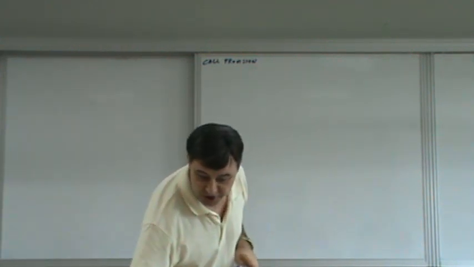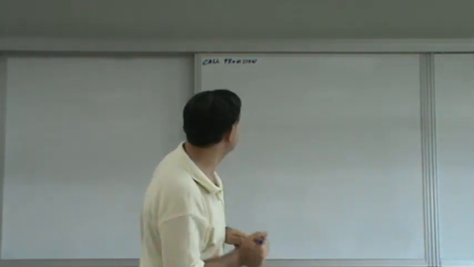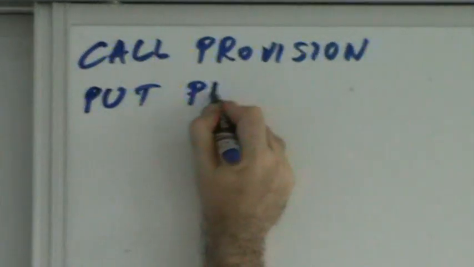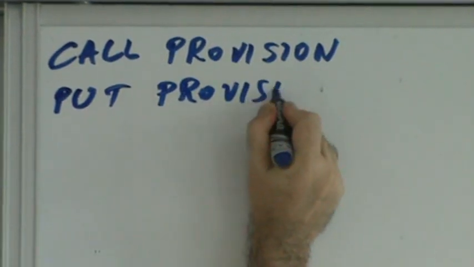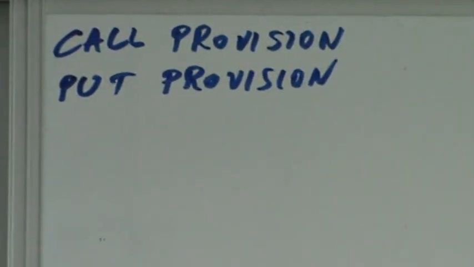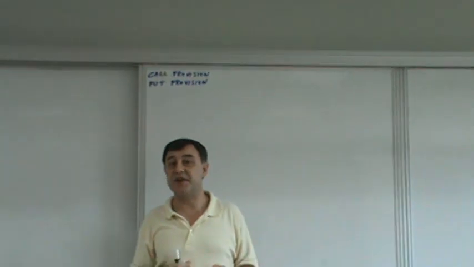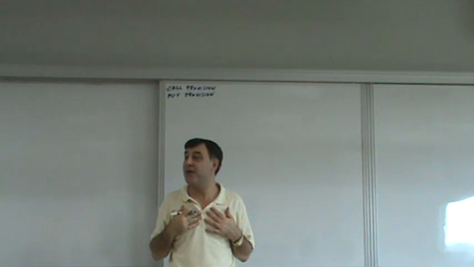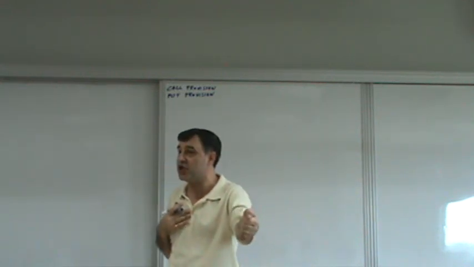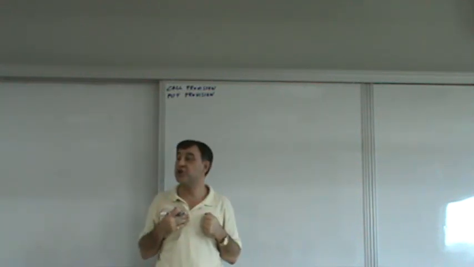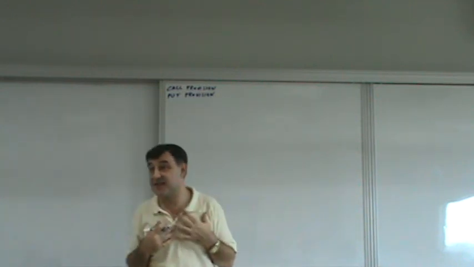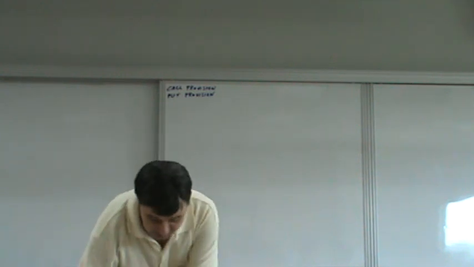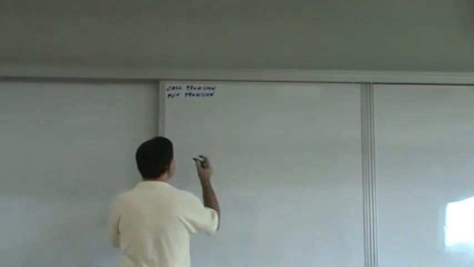And you also have the so-called put provision. And the put provision is the exact opposite. In a put provision, the investor at any point can return the bond back to the issuer and get his cash back. That's tremendously favorable for the investor. Let's see what else. We have convertible bond.